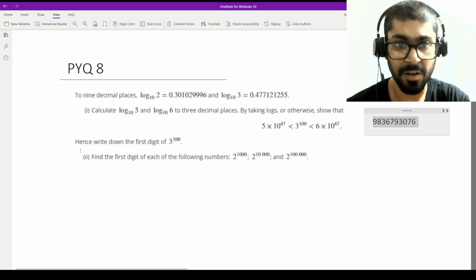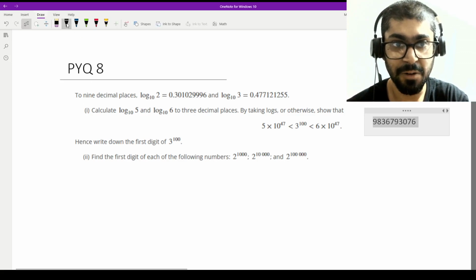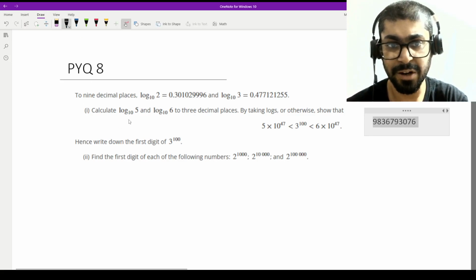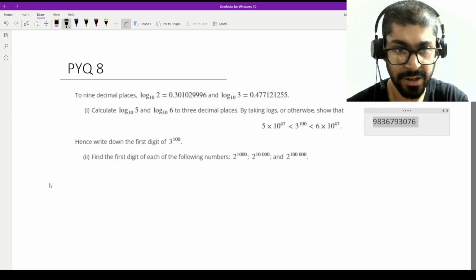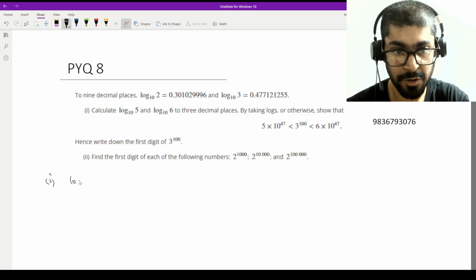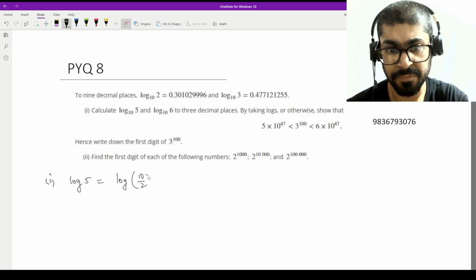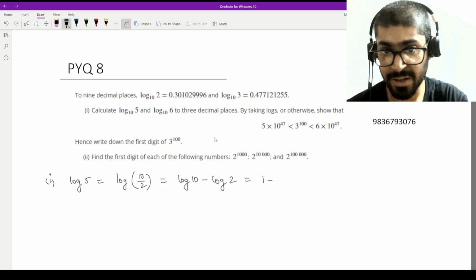Now log 2 is given, log 3 is given. What do we have to do? We have to calculate log 5 and log 6 to 3 decimal places. Let's do that. So log 5 is equal to log 10 by 2. Using the property of logs, this is log 10 minus log 2. Log 10 is 1, so minus 0.3010, so this is 0.699.